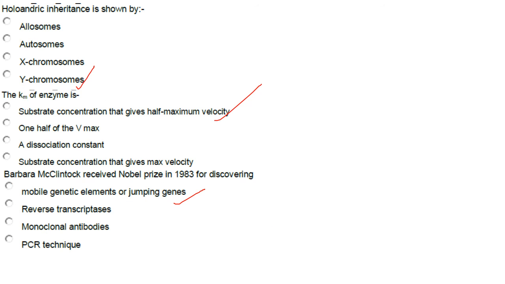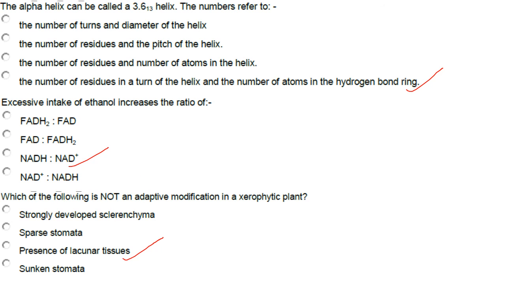Next one, Hollandric inheritance is shown by Y chromosome. Then next one, the Km of an enzyme is the substrate concentration that gives half maximum velocity. Answer is option A. Barbara McClintock received Nobel Prize in 1983 for discovering mobile genetic elements or jumping genes. Now this was also a repeated question.